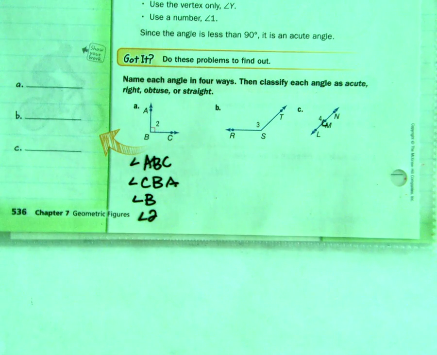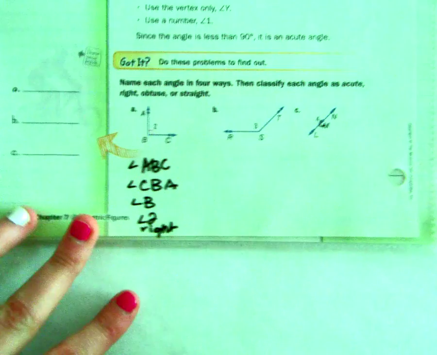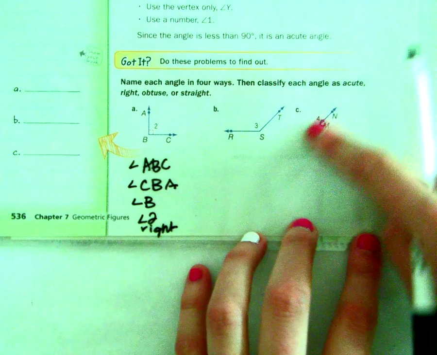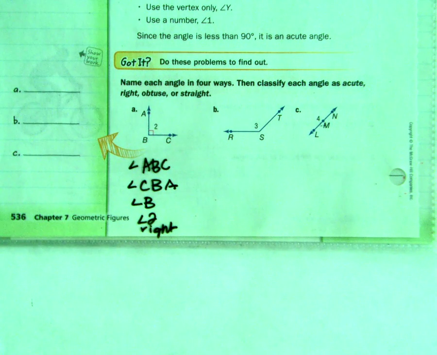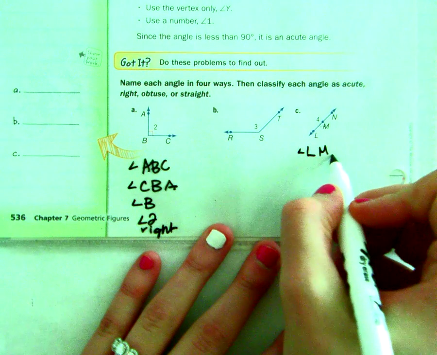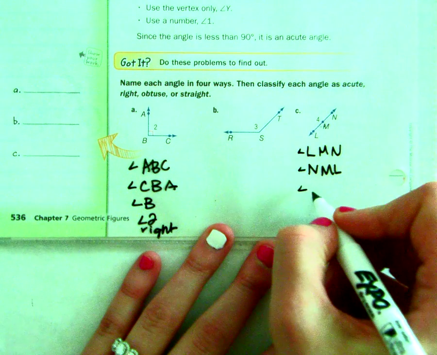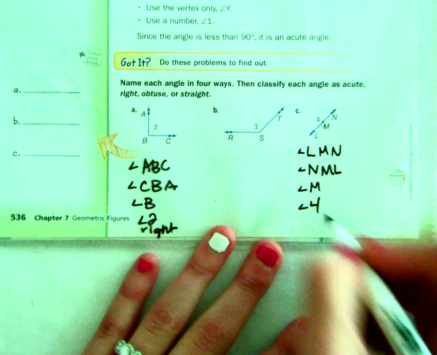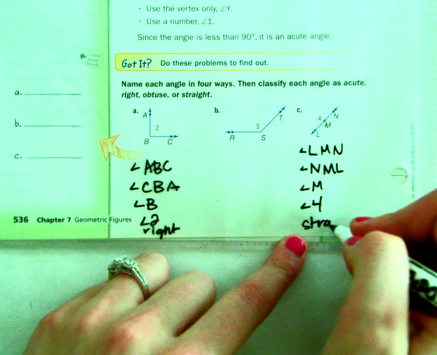And then I have to say, is it acute, right, obtuse, or straight? Well, when I look at this angle where they meet, we have our little box here, which signifies it's a right angle. Okay, if I look at letter C, we have L, M, N, and 4. Again, when I write my letters, the letter that's in the middle is where our two lines meet. So I would say this is angle L, M, N. I could reverse it, angle N, M, L. We could say it's angle M, or we could also say it's angle 4. Again, I have to say if it's acute, right, obtuse, or straight. When I look at my line, I know this is a straight angle.